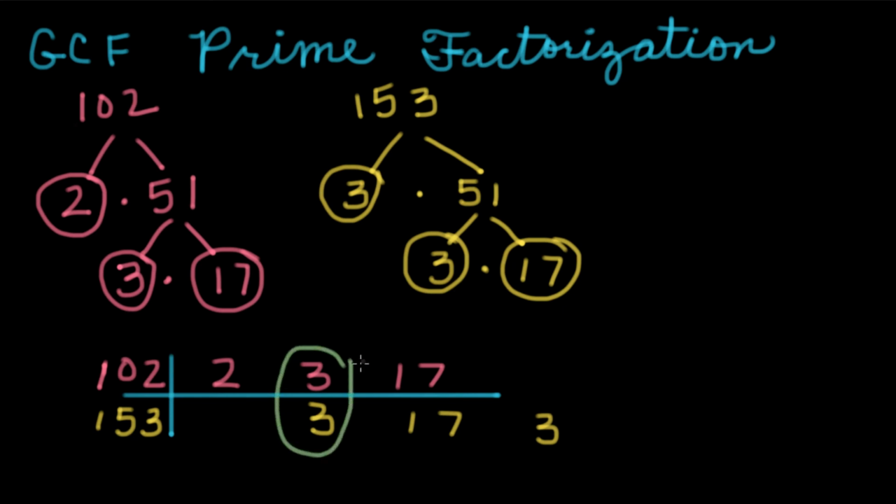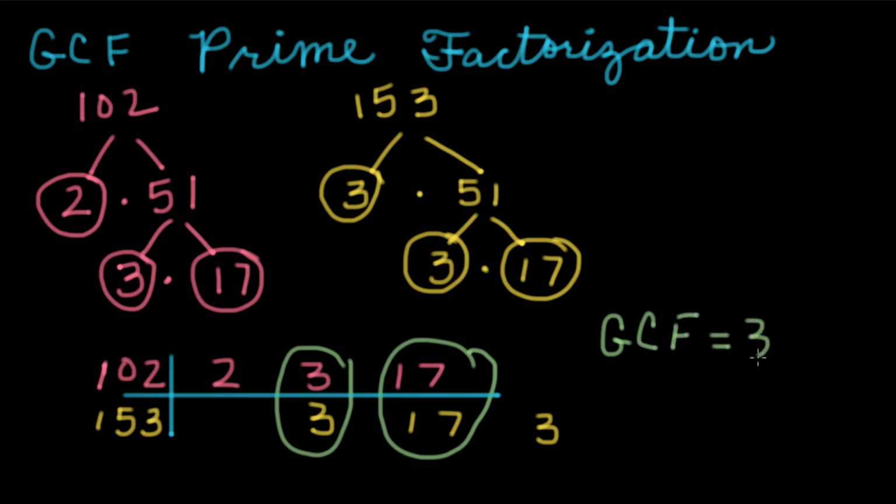3 is common, and so is 17. The 2 right here in 102 is not common with the prime factorization of 153, and this 3 that we have left over in 153 does not have a matching factor in 102. So our greatest common factor of these two numbers will be the product of the two prime factors that are common in both lists, which will be 3 times 17, which is 51.